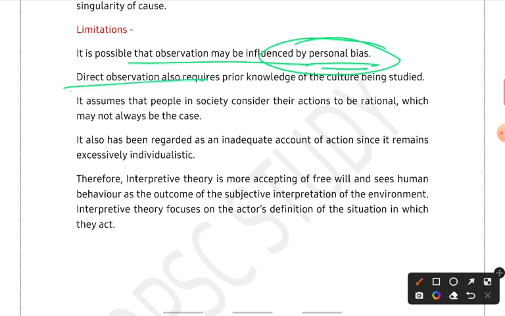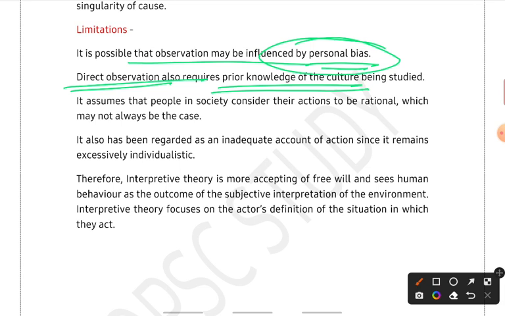Then, direct observation also requires prior knowledge of the culture. Being qualitative in nature, you need to first understand the culture that the particular subject belongs to. So first you try to study that culture, and then you try to understand his actions. Based on that, you try to build a theory of his understanding of society. So it is more time-consuming in nature.